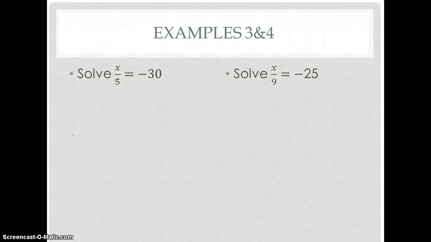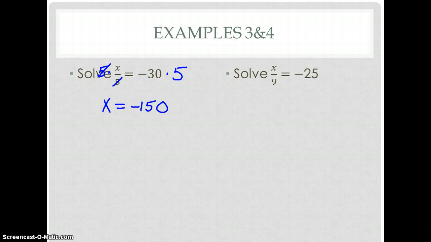A couple more examples here. If you notice, we have division, though. We have x divided by 5 equals negative 30. Well, the inverse of dividing by 5 is multiplying by 5. So I'm going to multiply the left side by 5. That means I also have to multiply the right side by 5. So the 5's cancel each other out, and I'm left with x on the left side, which is what we want. And then negative 30 times 5 is negative 150.